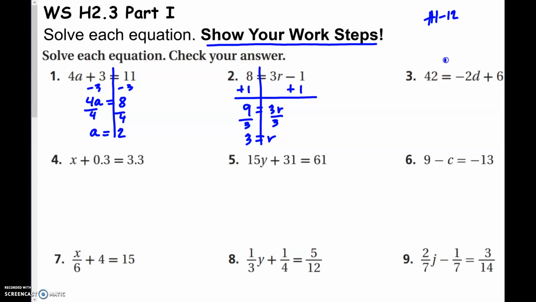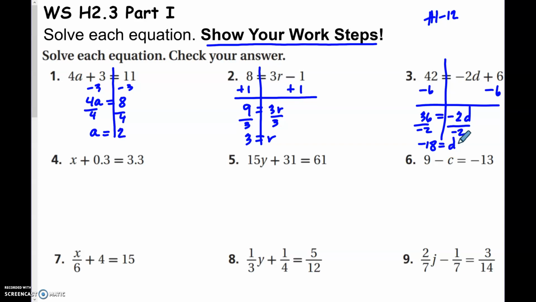All right, number 3. It looks like we have a -2 and a 6 here. And because this says plus 6, we are going to subtract 6 from both sides. So 42 minus 6 is going to give us 36 equals -2d. Now the number by the d, that's a -2, and it's -2 times. So we're going to have to divide by -2. And so we have -18 equals d.